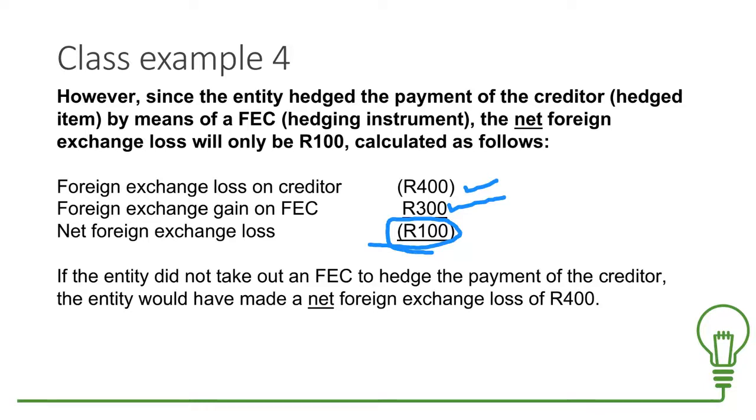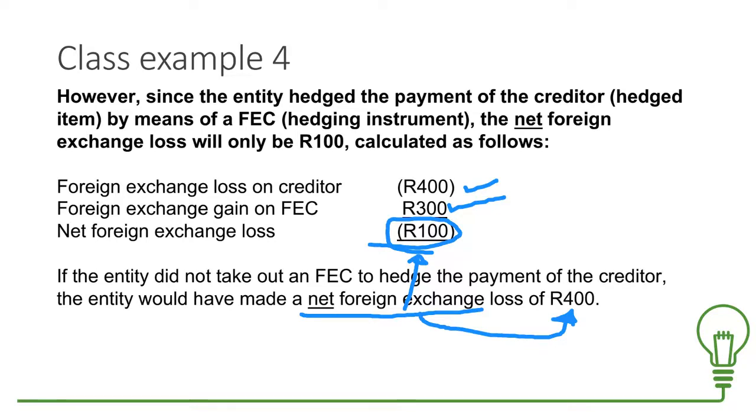Can you see how the FEC has protected us against the loss that could have arisen from the creditor? It shielded us. So we've hedged against the risk. That's the accounting word. We say we've hedged against the risk. What you're going to find a lot of the time in your questions is they're going to ask you for the net foreign exchange gain or loss, and that is going to be 100 rand. If we did not have the FEC, we would have had to pay 400 rand. So can you see it saved our bacon? Sorry for those of you that are not eating bacon, but it saved us 300 rand.